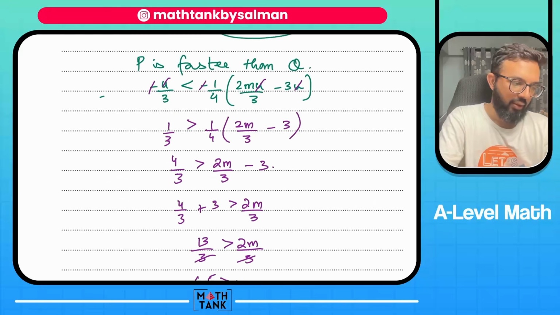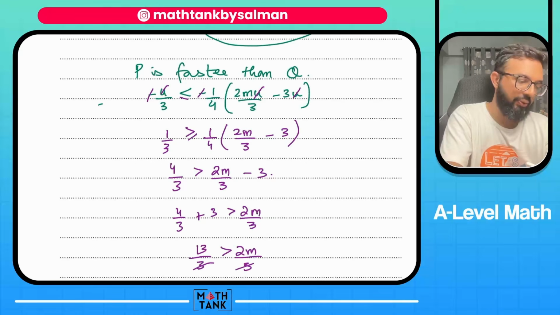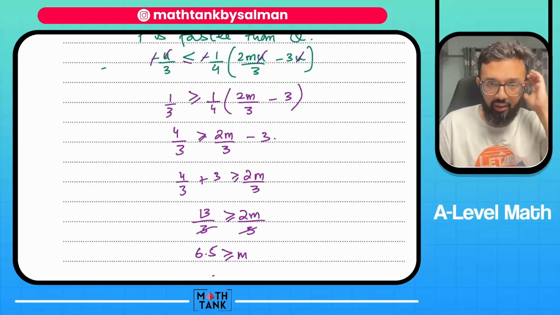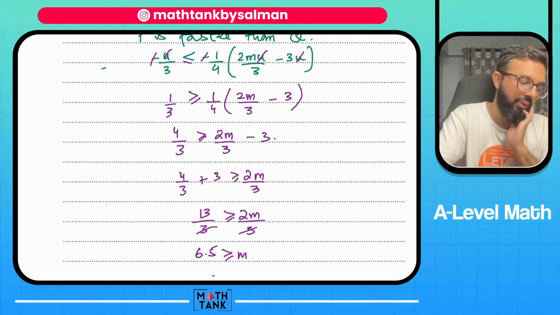Okay, less than or equal to. This has to be equal to as well. As I recall, it should be equal to because even if they're moving at the same speed, they're not going to collide. So m is less than or equal to 6.5. So I think that the greatest possible value of m should be 6.5.